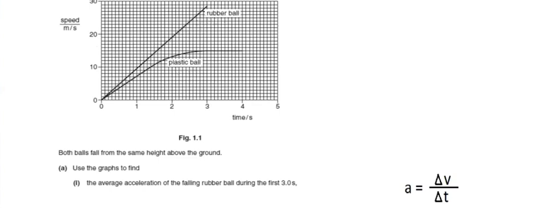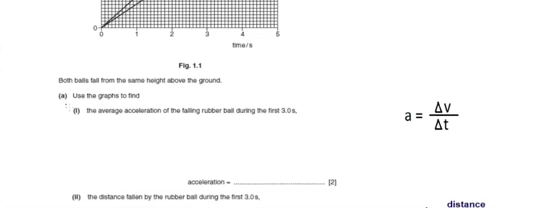For the rubber ball we have a straight inclined line passing through the origin. And for the plastic ball, first of all the speed is increasing, and then after some time it is slowly increasing, and after some time it is becoming constant.